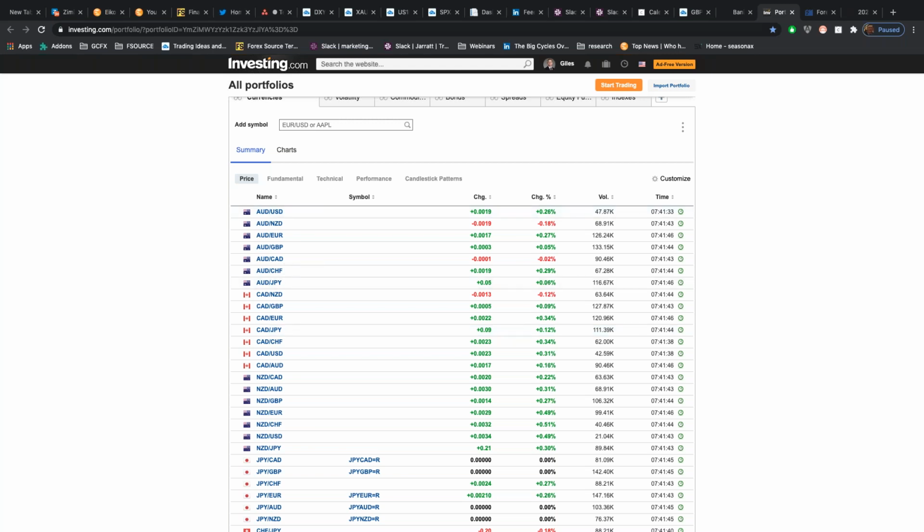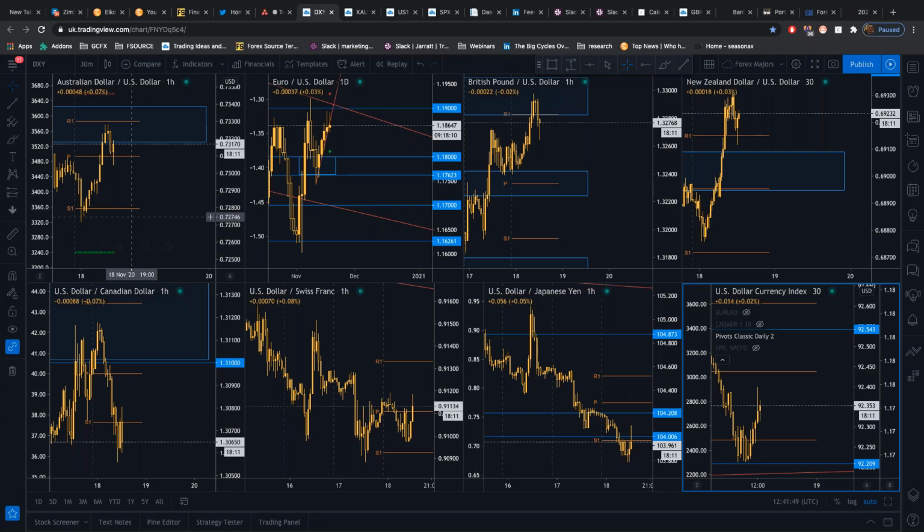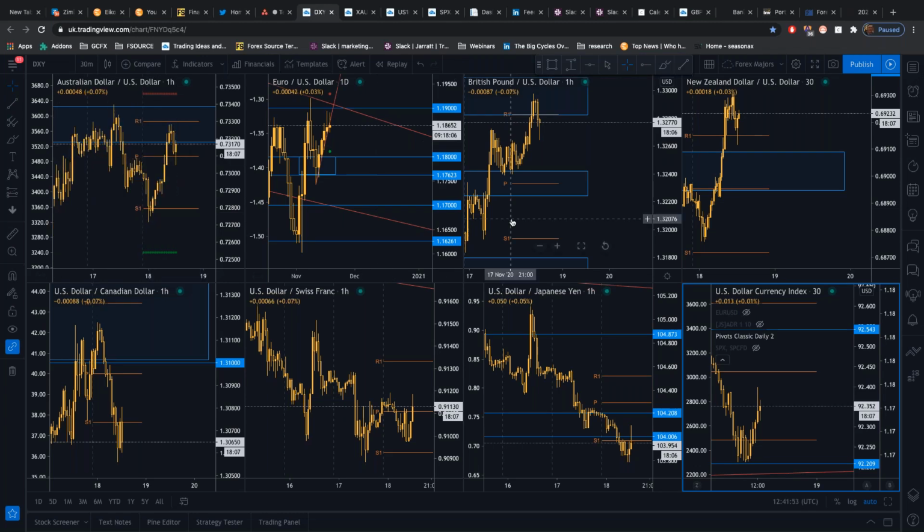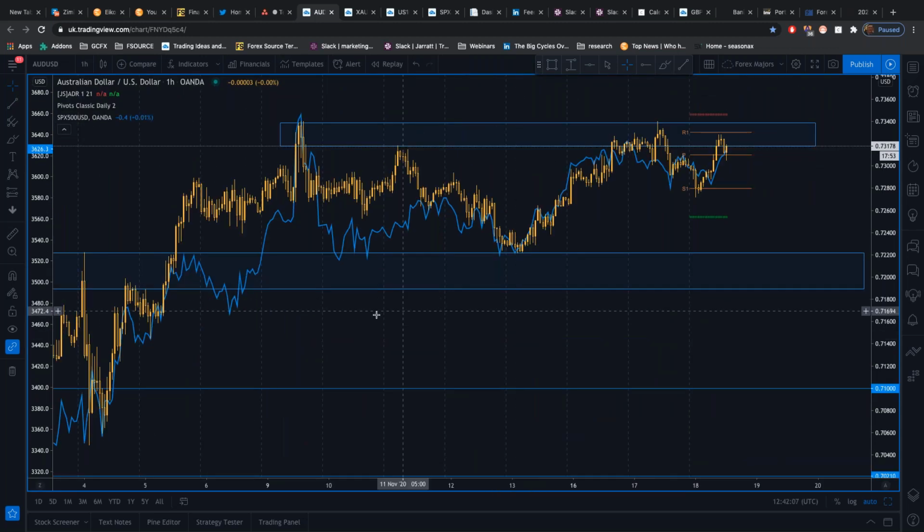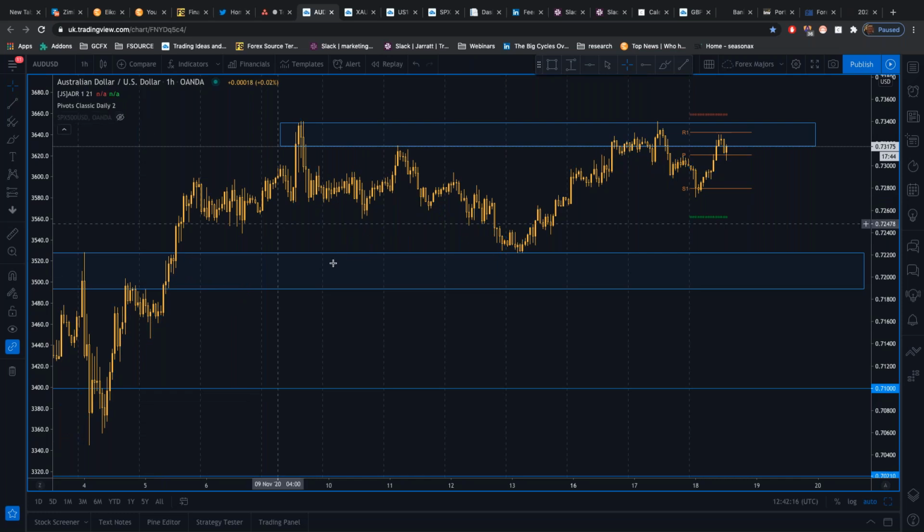So going over to our currency pairs, we can see that we have a bias to buy the Aussie US dollar, a bias to buy the pound US dollar, the New Zealand US dollar, and a bias to sell the US dollar Canadian dollar. So looking at the Aussie US dollar, notice a couple of things. Notice how closely it correlates to the S&P 500. A rising S&P 500 is supportive for the Aussie US dollar.